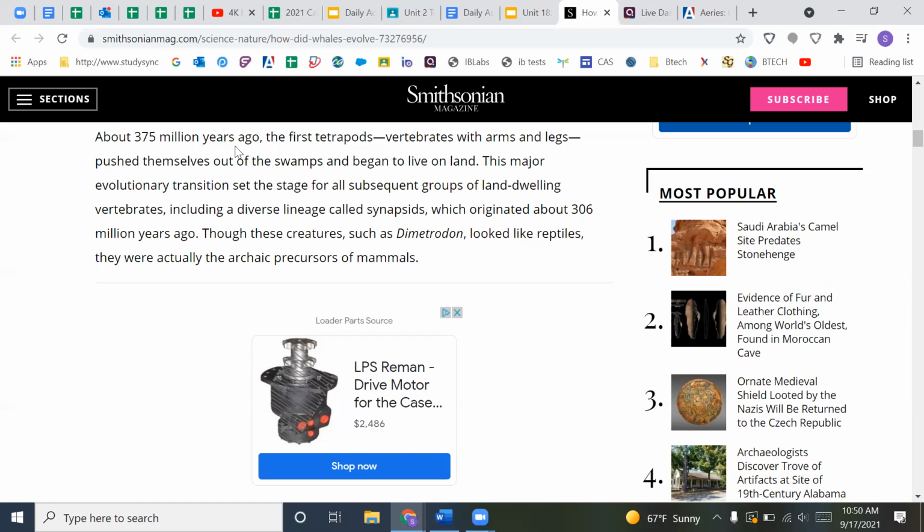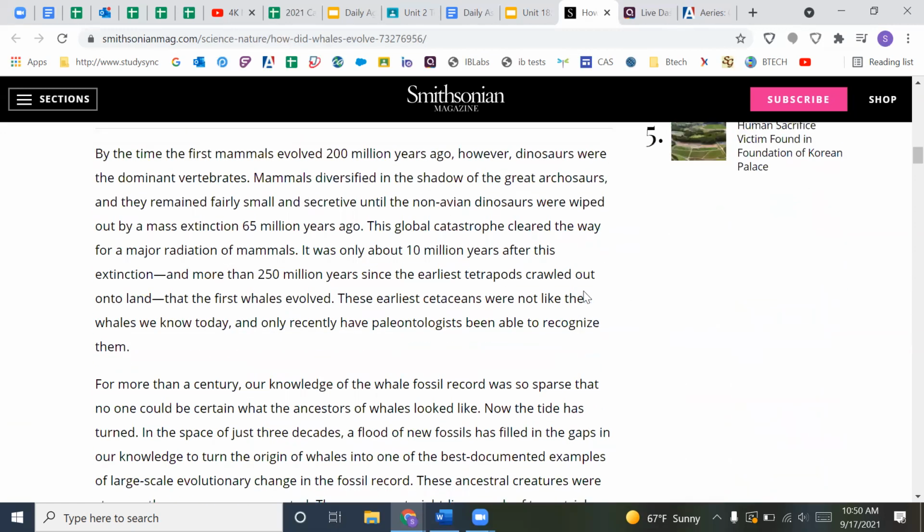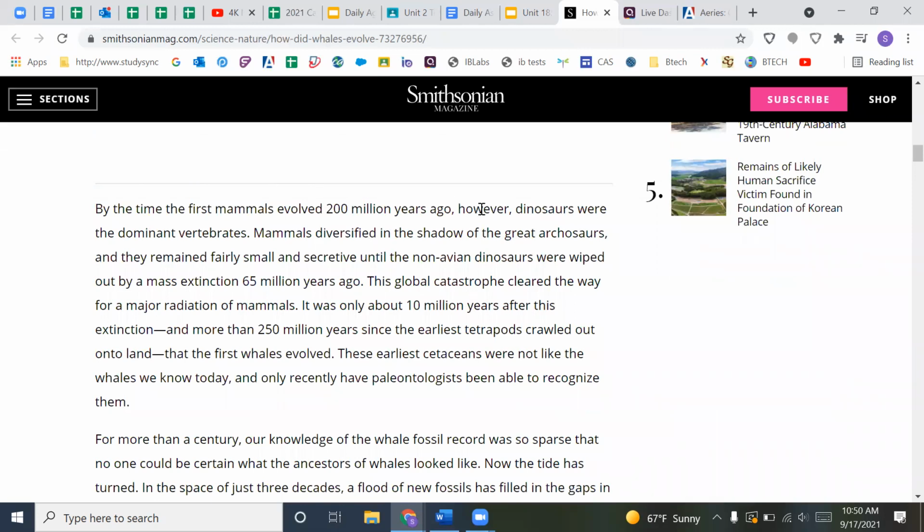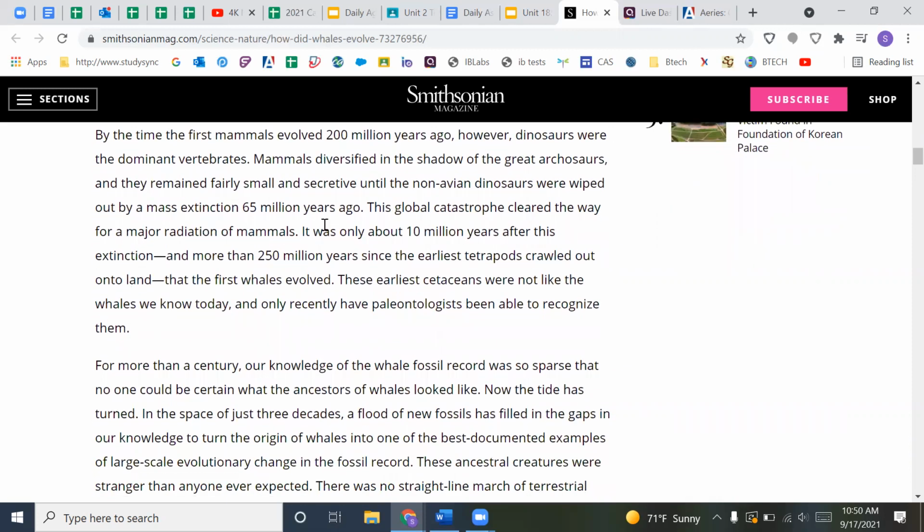So though these creatures, such as Dimetrodon, looked like reptiles, they were actually archaic precursors of mammals. By the time the first mammals evolved 200 million years ago, dinosaurs were dominant vertebrates. Mammals diversified in the shadow of the great archosaurs, and they remained fairly small and secretive, until the non-avian dinosaurs were wiped out by a mass extinction. Global catastrophe cleared the way for major radiation of mammals. When they say radiation, in terms of evolution, that means a lot of diversity happened at this time.